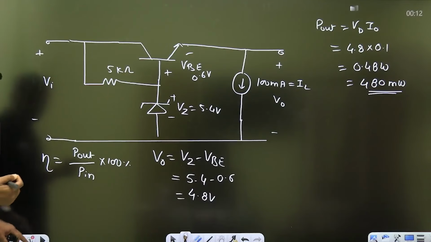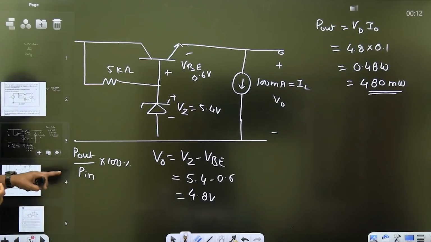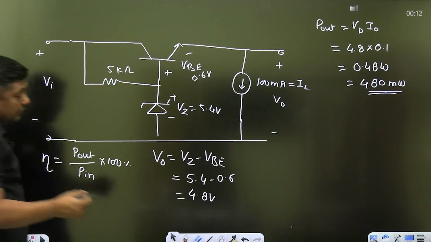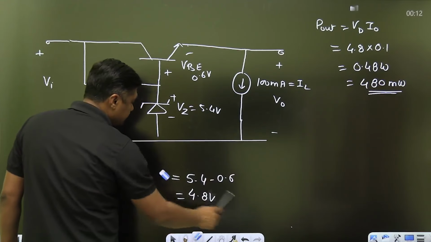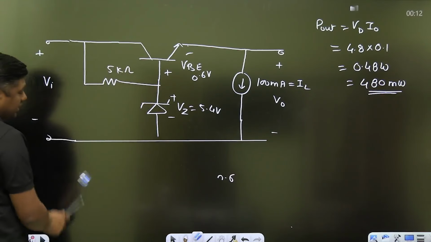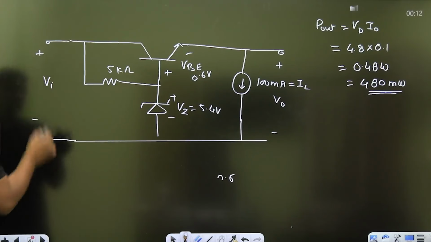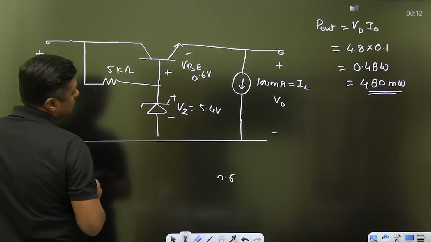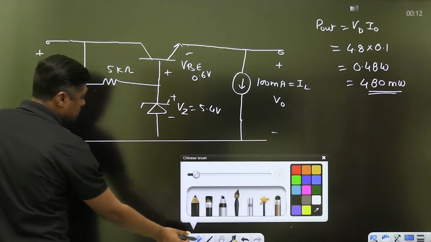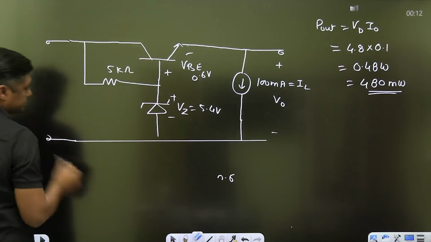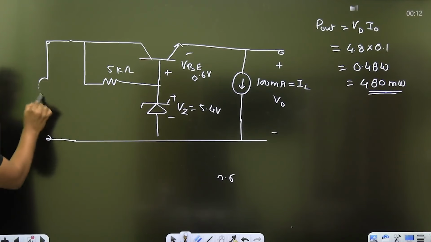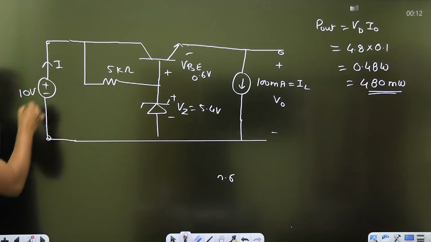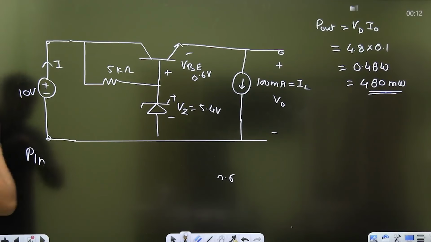Now how can we calculate the input power then? There are two methods. If you want to calculate the input power, guys, what is the current given by this battery? What is the value of the battery? It is given as 10 volt, the DC voltage. So first of all, this 10 volt is connected here. Now what is the current given by the battery? Then you can calculate the input power.